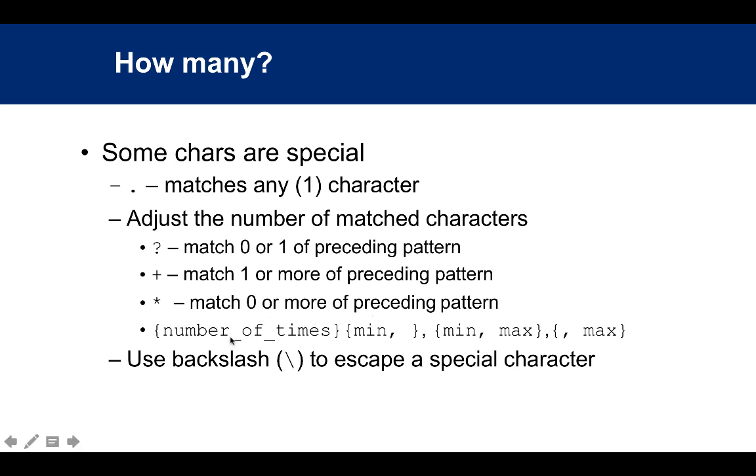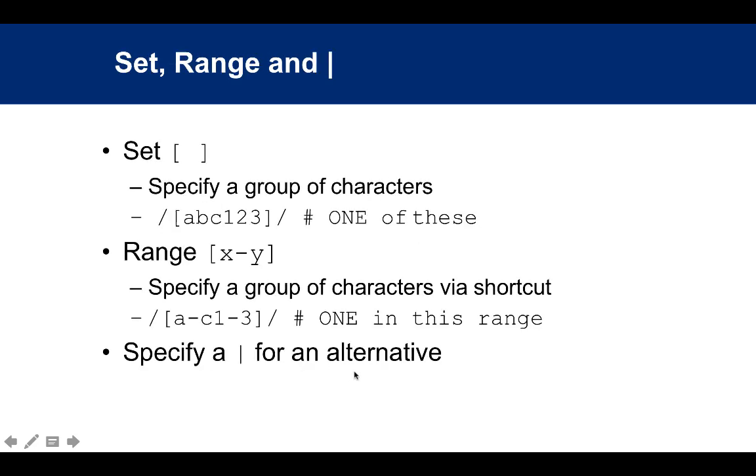And then you could specify the exact number. So for example, you could say, I want a pattern that matches the exact number of times. Or you could specify minimum number of times, minimum and maximum, or just maximum. And you just leave the other value out. So for example, this one has just minimum but no maximum, and this one has just maximum but no minimum. And the backslash allows you to escape a special character.